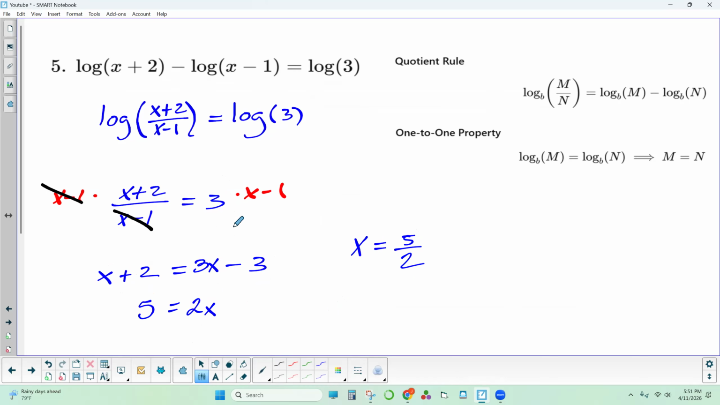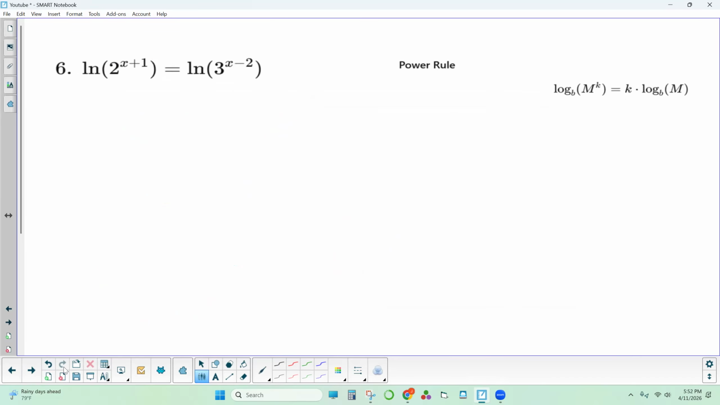Okay? So 5 halves. Think about that as 2.5. 2.5 minus 1 is positive. 2.5 plus 2 is positive. We are good. This is a good solution. Okay? And we are done. All right, let's look at the last one.